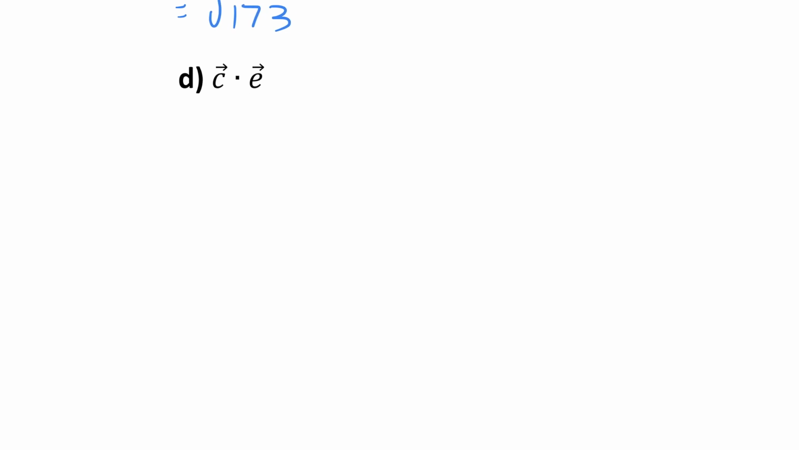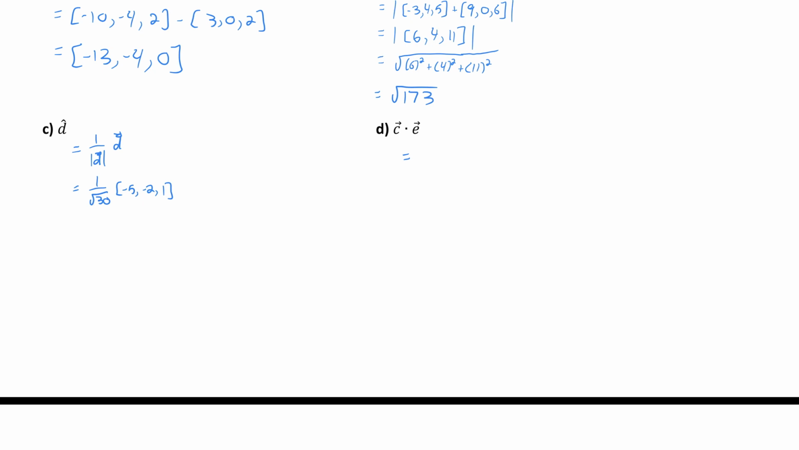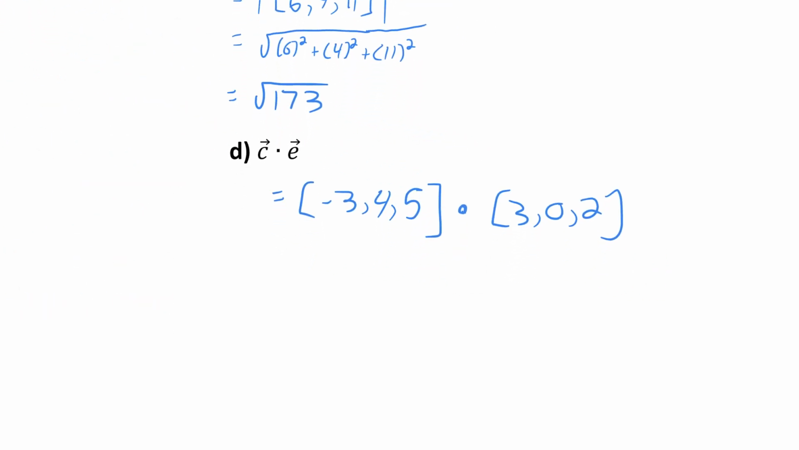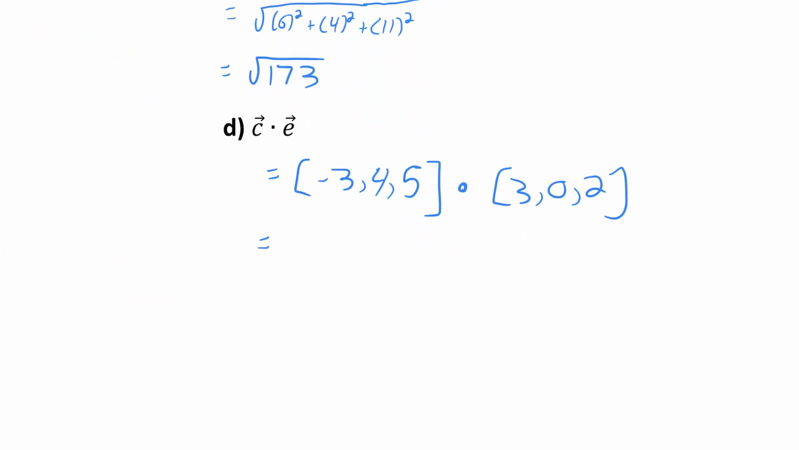C dot E. Well, dot product, let me replace C and E with what their equivalent vectors are. Okay, and now when I'm doing dot product with algebraic vectors, I multiply the x components, -3 times 3, plus multiply the y components, plus multiply the z components. If I add all those products together, I have -9 plus 0 plus 10, that is 1.